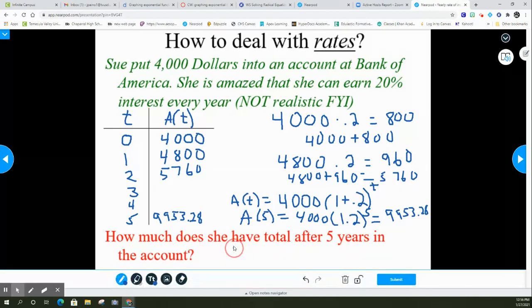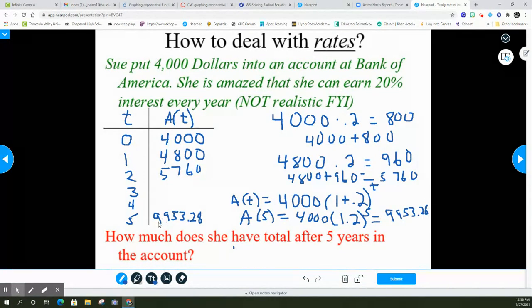So the question was how much she earned. What would I do? I would just subtract 4,000 from that. So she earned $5,953.28 in interest.